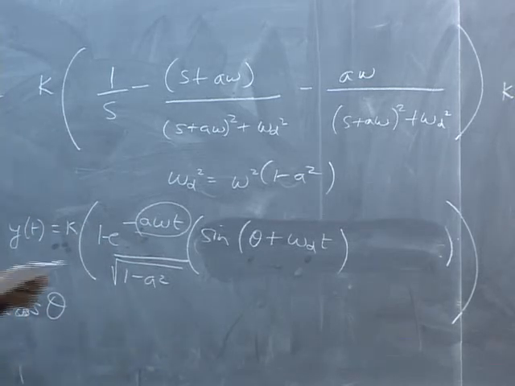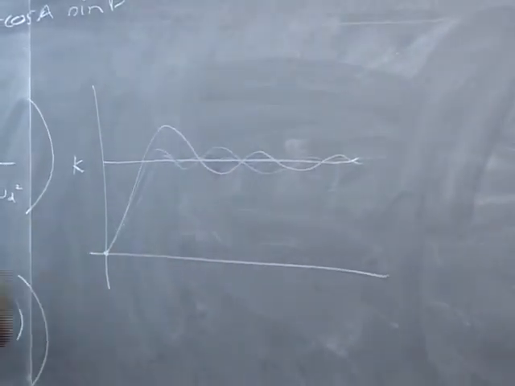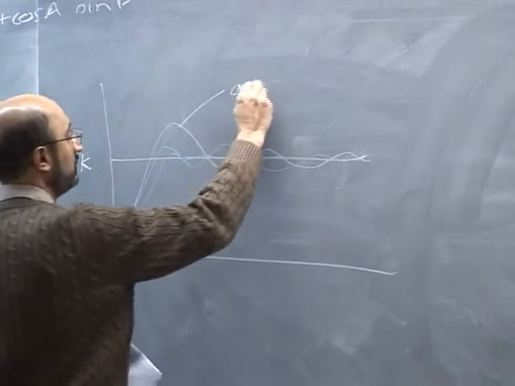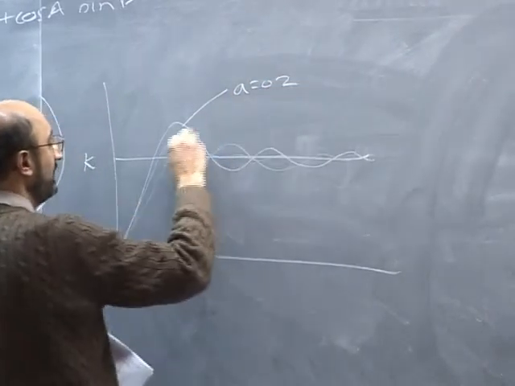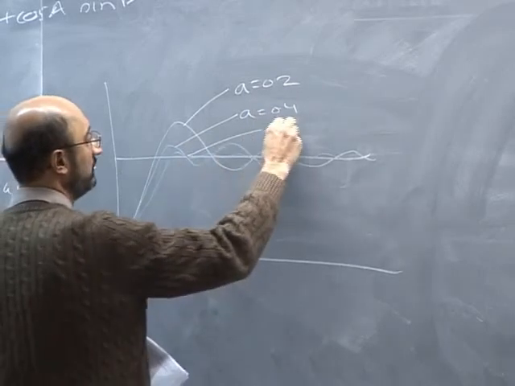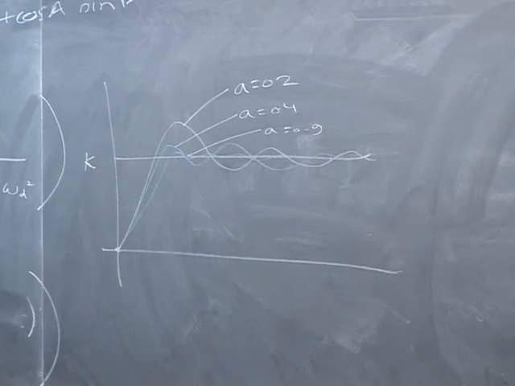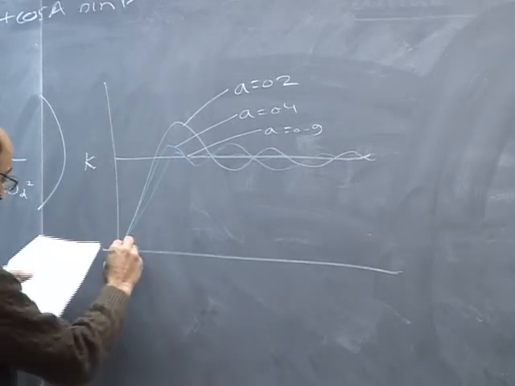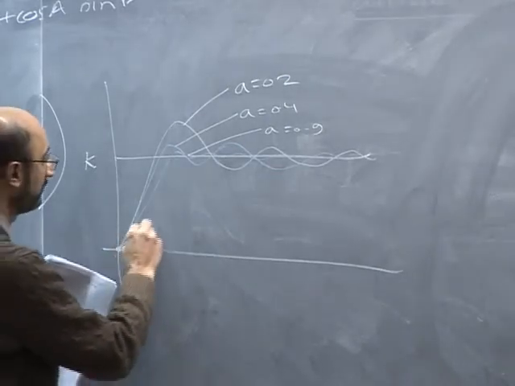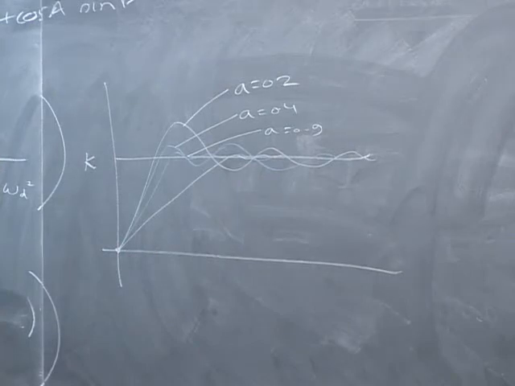So if a is very small, let's say a equals 0.2. And then as a becomes larger, let's say a equals 0.4, and then so on, a equals 0.9. Of course, all this is within less than 1. And then at like 0.95, as I've shown over here, it kind of goes almost here and then like this. So we get a family of curves.